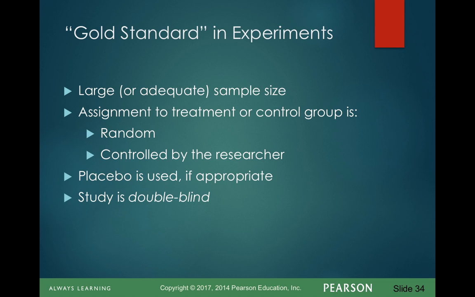Guys, we want our assignment to the treatment or control group, the experimental or control group, to be random and controlled by the researcher. You want to use a placebo if it's applicable, and you want to use a double-blind study. A double-blind study means that not only do the participants not know if they're in a treatment or control group, but the person conducting the experiment also doesn't know.